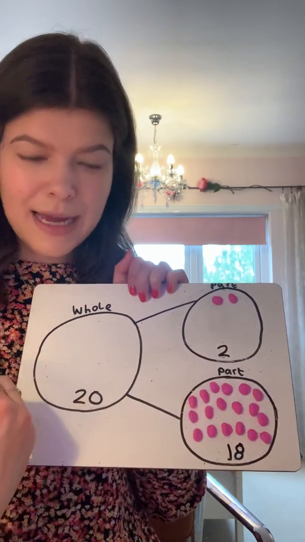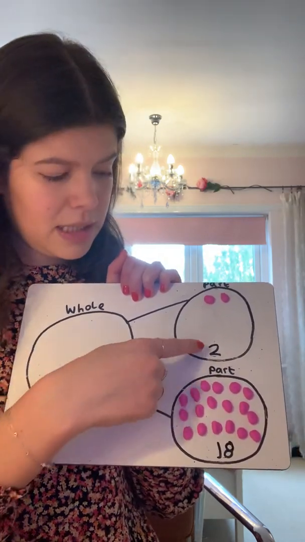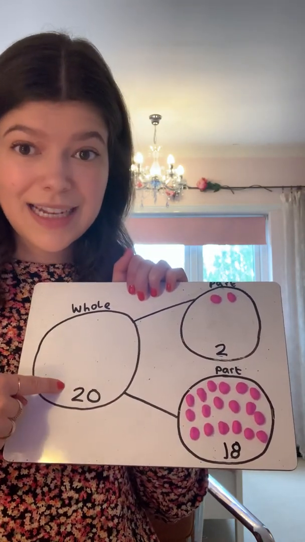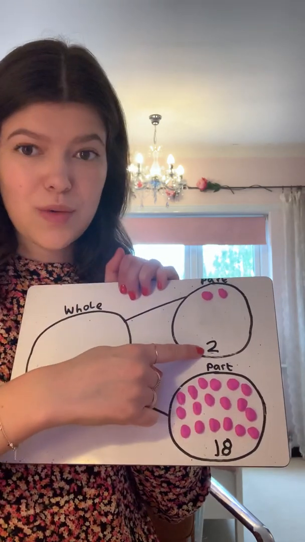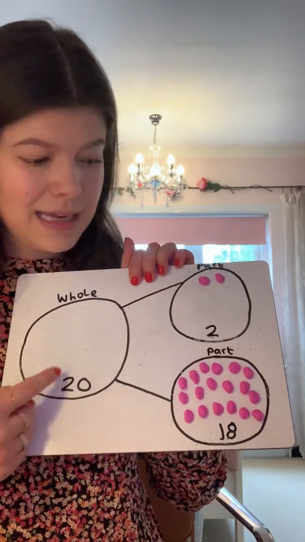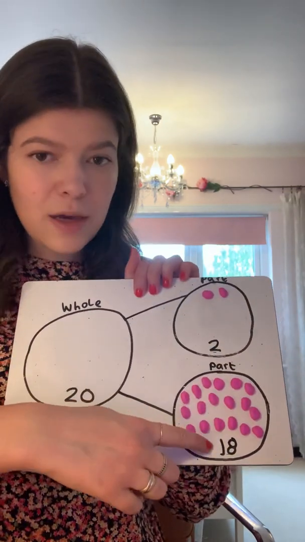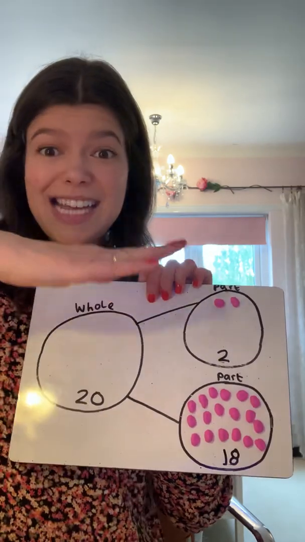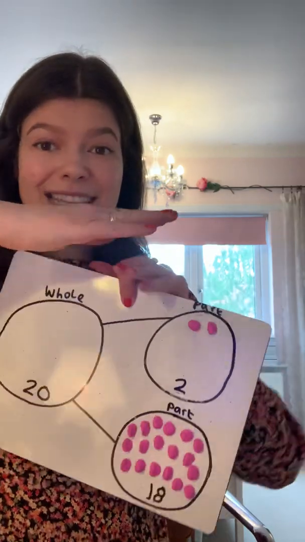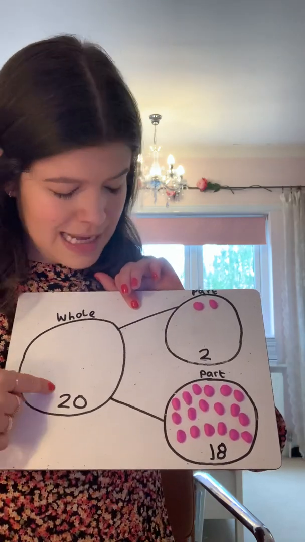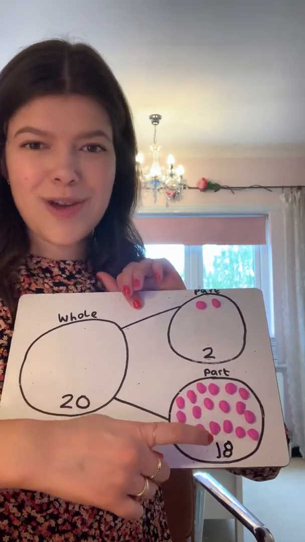Then I'm just going to explain what I did. So 20 take away 2 is 18. Can you say that? Brilliant. Now I just want to use my star words, subtract and is equal to. So I can say 20 subtract 2 is equal to 18. Can you say that? 20 subtract 2, how many is it equal to? 18. Fantastic. 20 subtract 2 is equal to 18.